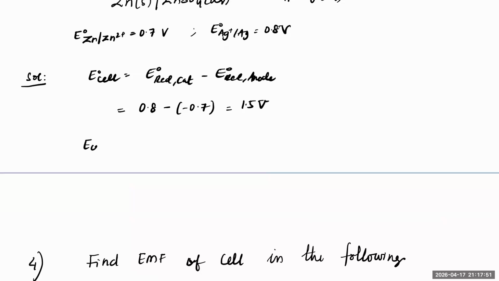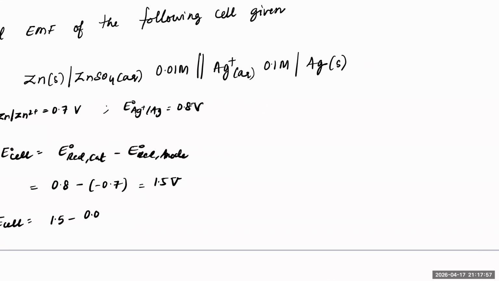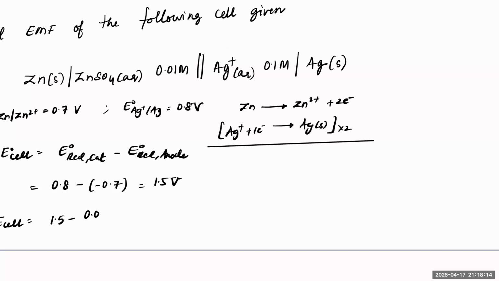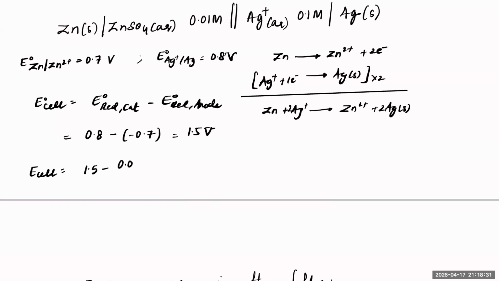Then you have to figure out E cell. E cell will be equal to 1.5 minus 0. Now notice the overall reaction here. Zinc is converting into Zn2+ plus 2 electrons, while Ag+ is only accepting one electron to get reduced. So to equate the number of electrons given and taken, you multiply this with 2 and then add both of them. So you get Zn plus 2 Ag+ giving Zn2+ plus 2 Ag. Now you can see the Zn2+ by Ag+ concentration here. That will be the Q value.